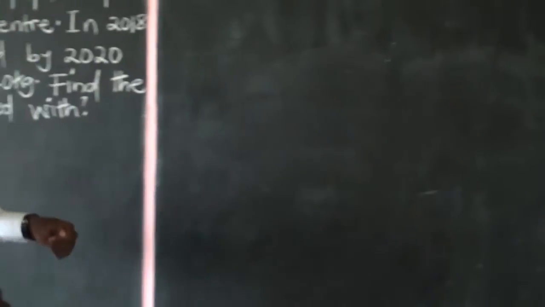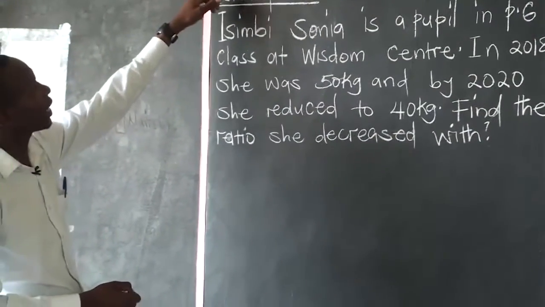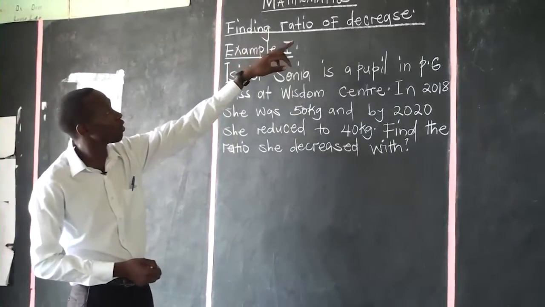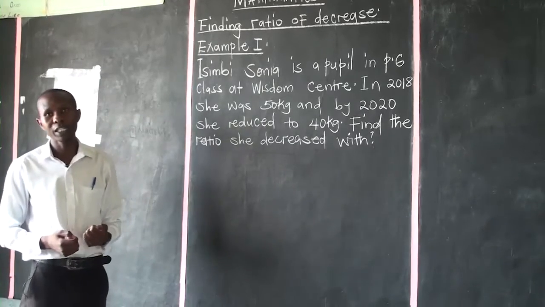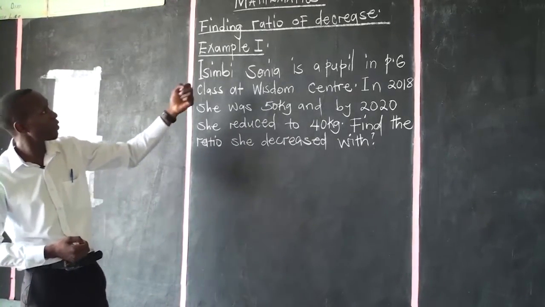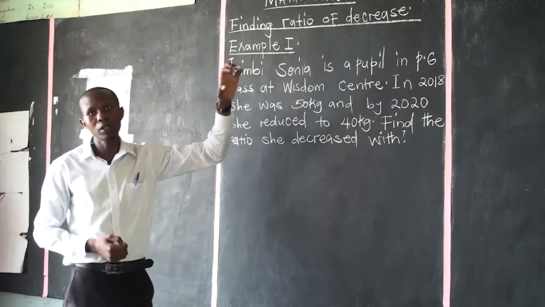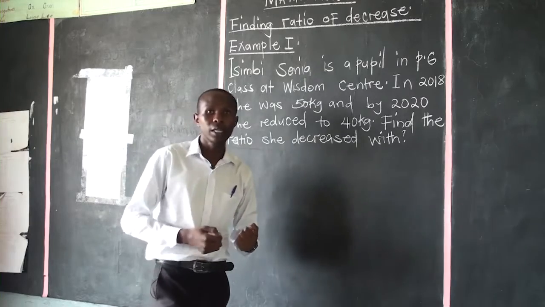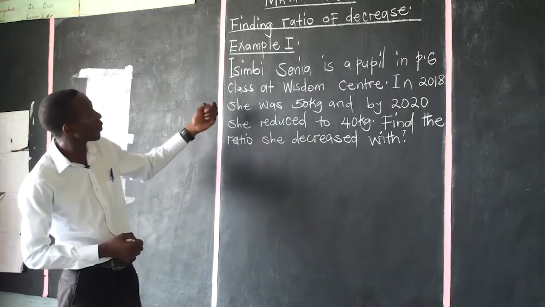Stay tuned as we kick off today's lesson, which is finding ratios of decrease, or finding the ratio of decrease. For those who have been following us previously, we were looking at how to find ratios of increase. This time round, we want to look at the ratios of decrease. How do we find a ratio that determines the amount by which a quantity has decreased?